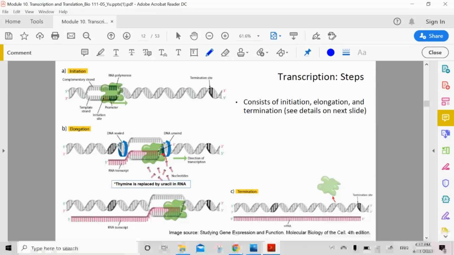Now, steps. There are 3 steps. Initiation is how you initiate transcription, and that process is actually pretty complicated, so we'll spend a little more time on that. The second step is elongation, right? You're just growing the new strand, extending the new strand. And the last one is termination, which basically means the transcription ends there.